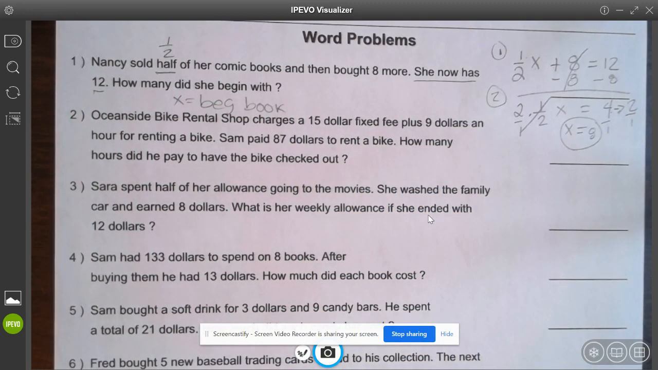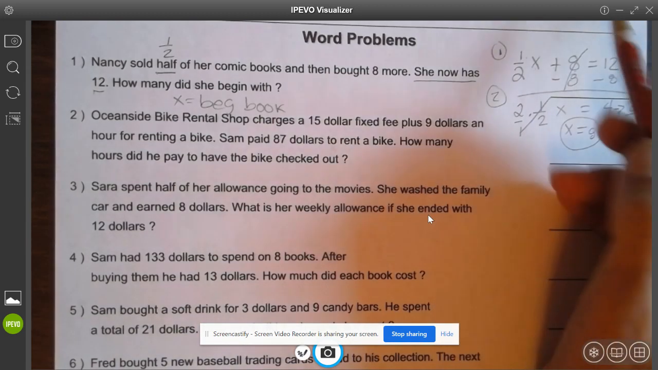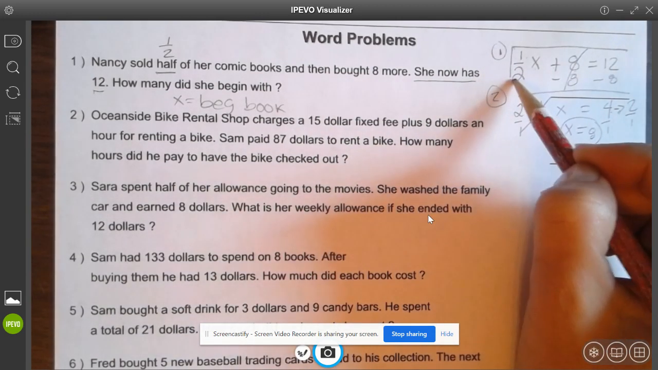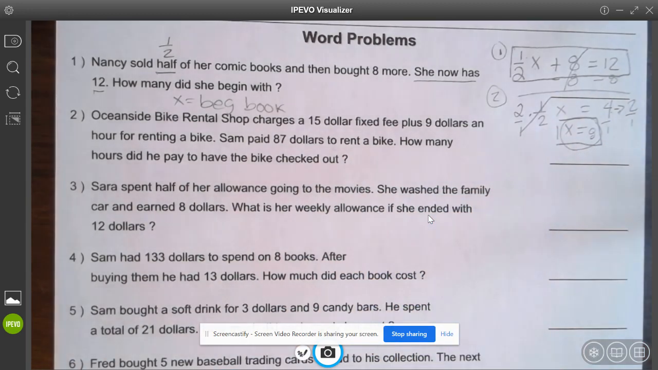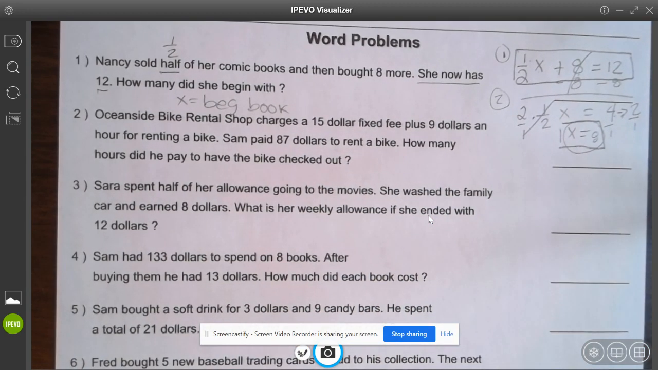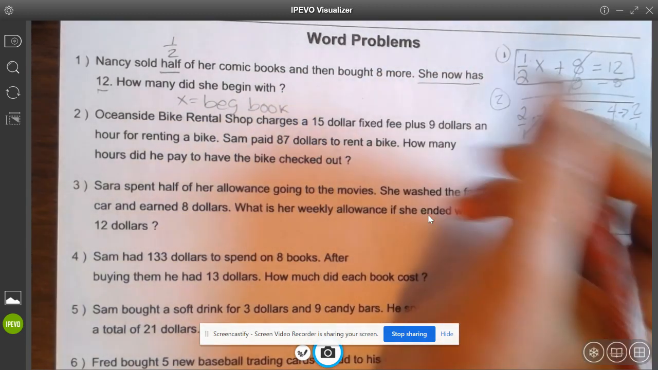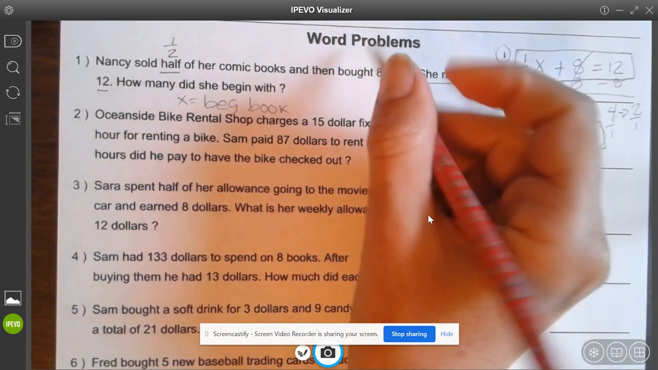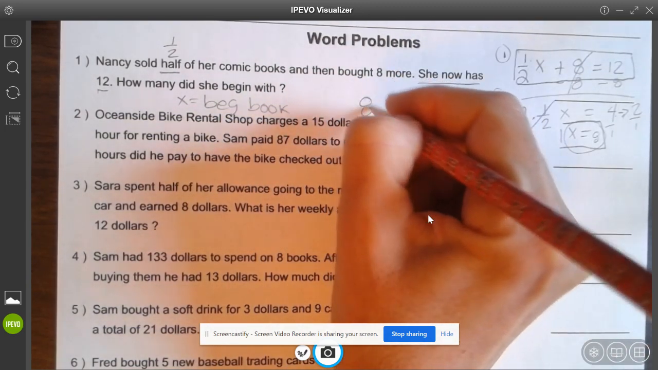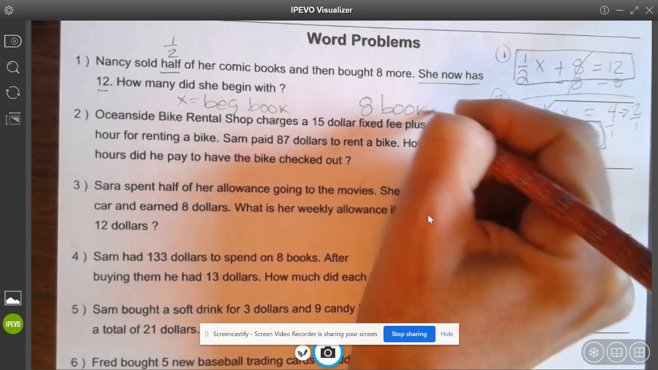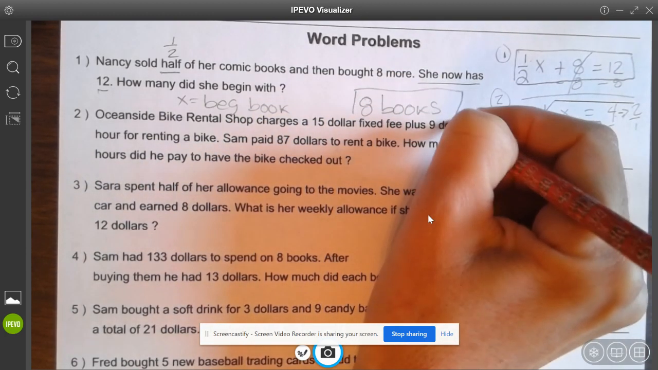Okay? All right. So I'm going to ask you to write the equation, and then I'm going to ask you to write the answer. Okay? All right, so x equals 8. So she began with 8 books. That's the answer.